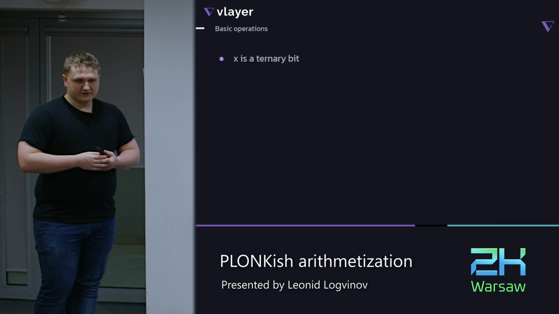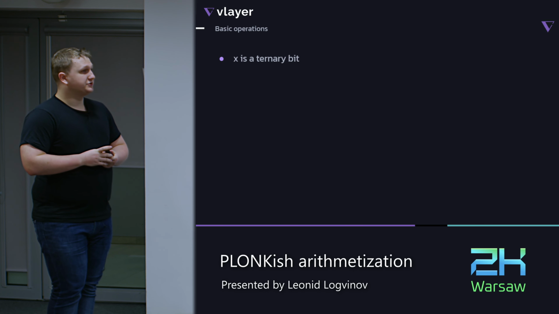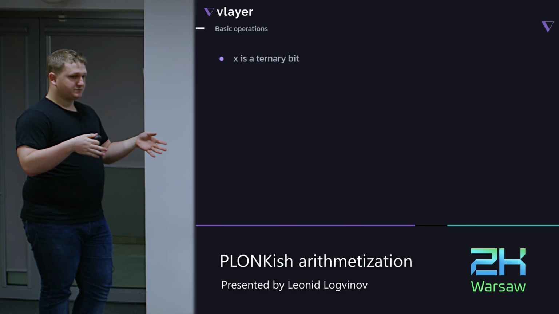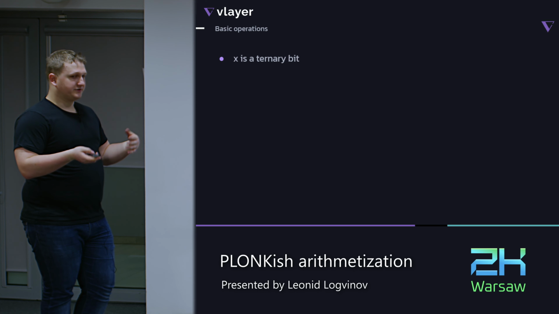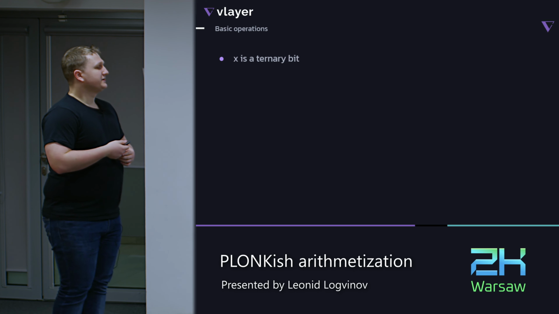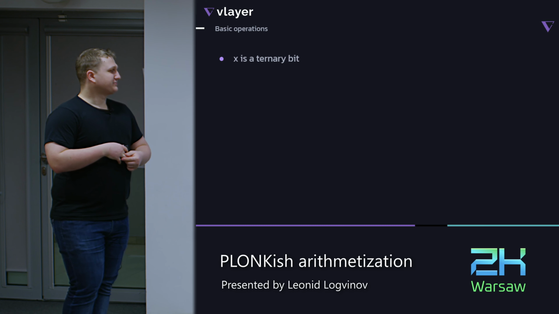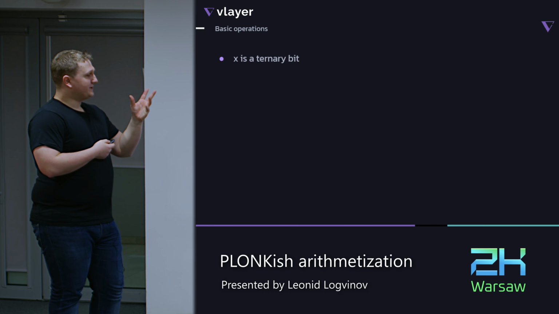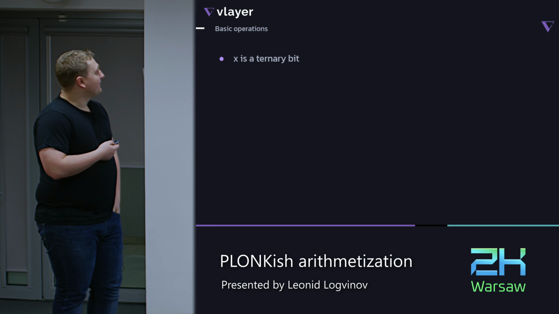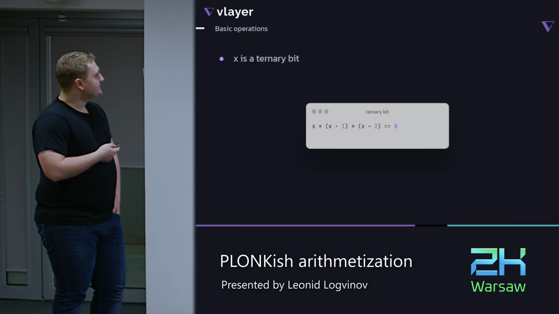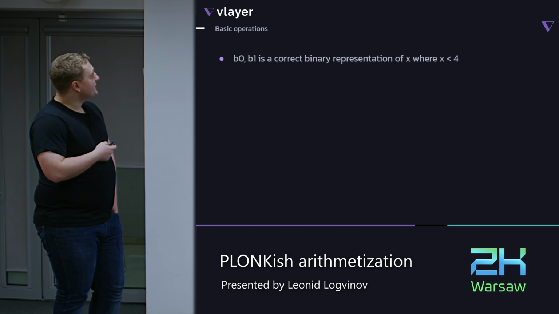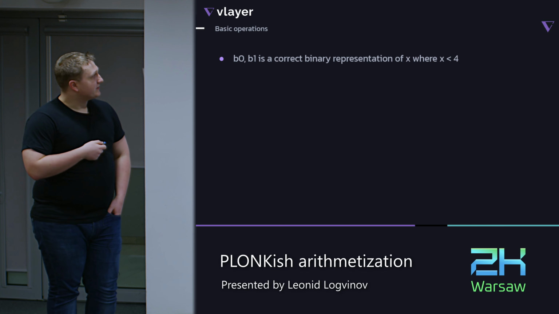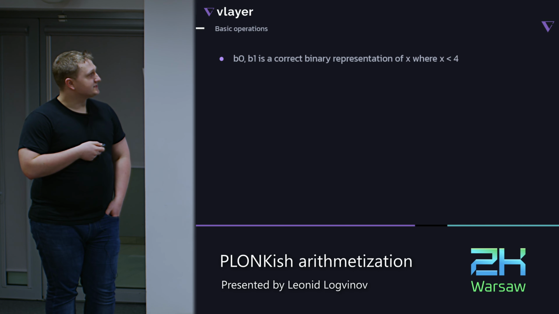Yeah. And we can use this trick to check that x is within any finite set, for example, in a linear number of multiplications, which is not something you usually do in programming, but it's a trick that we can use to construct some weird computations. Yeah, so this is it. This is this polynomial. And now we can check that B0, B1 is a correct binary representation of x, where x is less than 4.